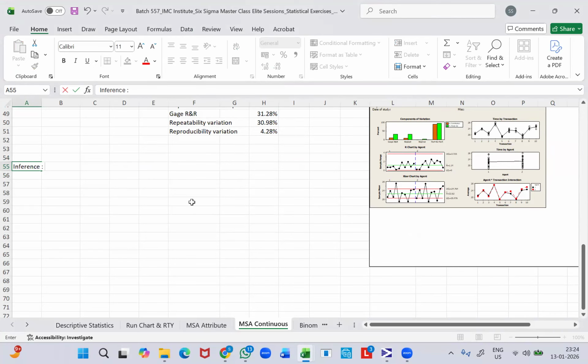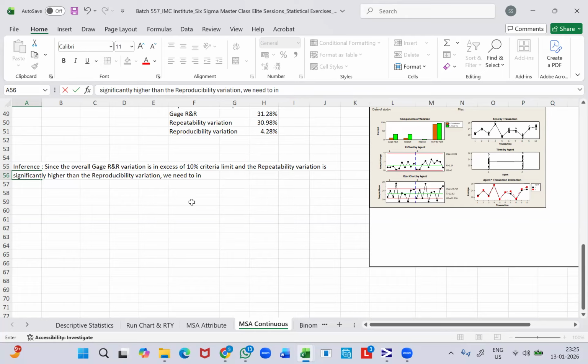So what will be my inference? Since the overall gauge R&R variation is in excess of 10% criteria limit, and the repeatability variation is significantly higher than the reproducibility variation, we need to infer that the problem lies with the measuring equipment.